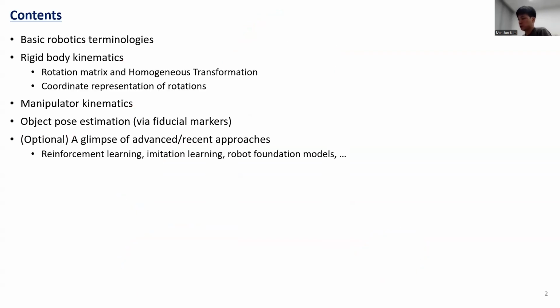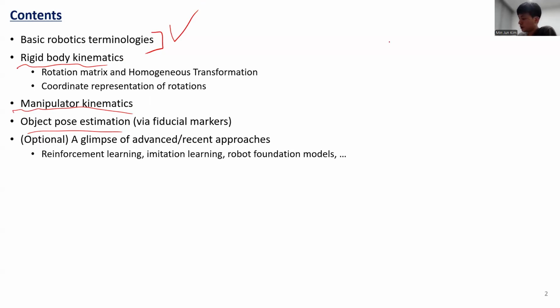So here are the contents. One big part is basic robotic terminologies, because basically we use a robotic system, so we have to know some basic robot things, right? I'm gonna cover some very important terminologies, and then I move on to something called rigid body kinematics, robot manipulator kinematics, pose estimation and so on and so forth.